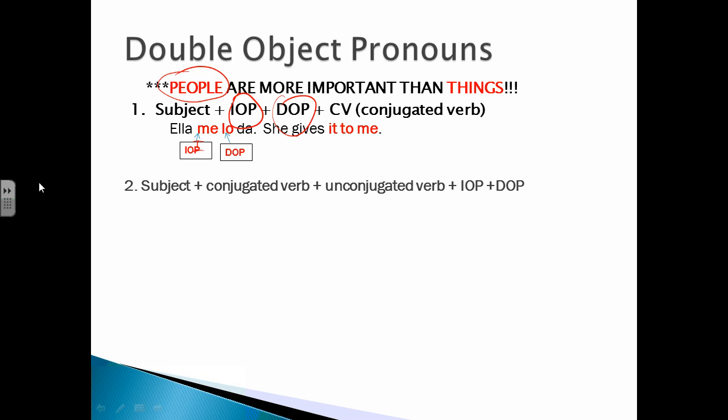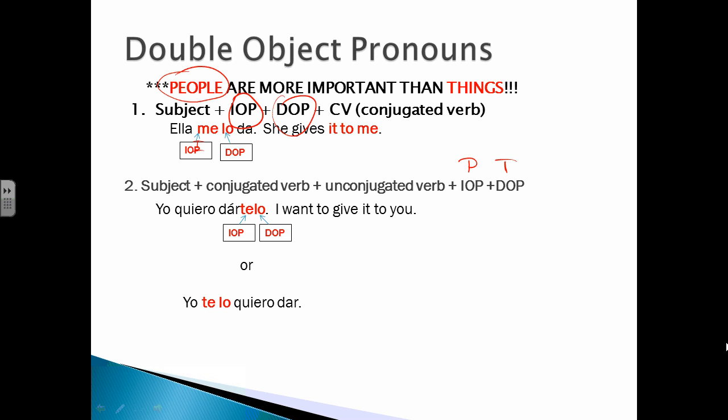Another example would be if you want to attach it to an unconjugated verb. You would have the subject, conjugated verb, unconjugated verb, IOP, DOP. So again, you would have the person and then the thing. It's the same order. It's just if you want to attach it to an unconjugated verb. Write down this example. Yo quiero dártelo. I want to give it to you. Okay, so you would have the te is the person, and then the lo is the thing. So it's the same order. It's just if you have two verbs next to each other and the second one isn't conjugated, then you can attach them. Or you can just put them in front. Te lo quiero dar. It does not matter either way. You just have to remember people are more important than things.